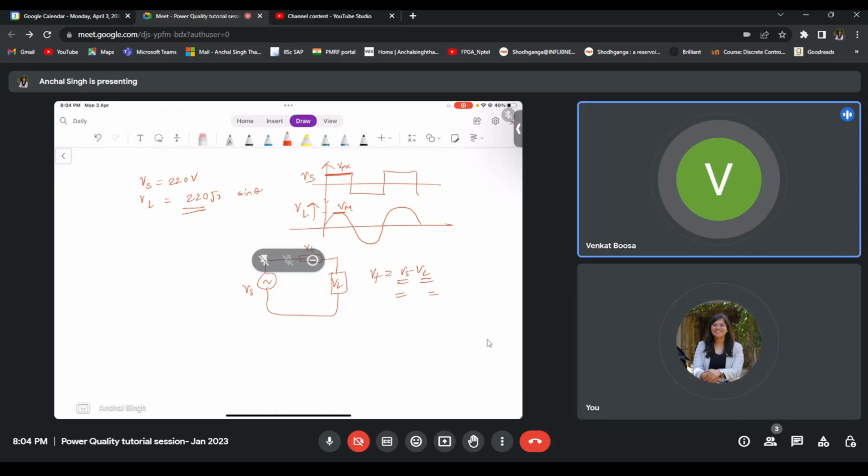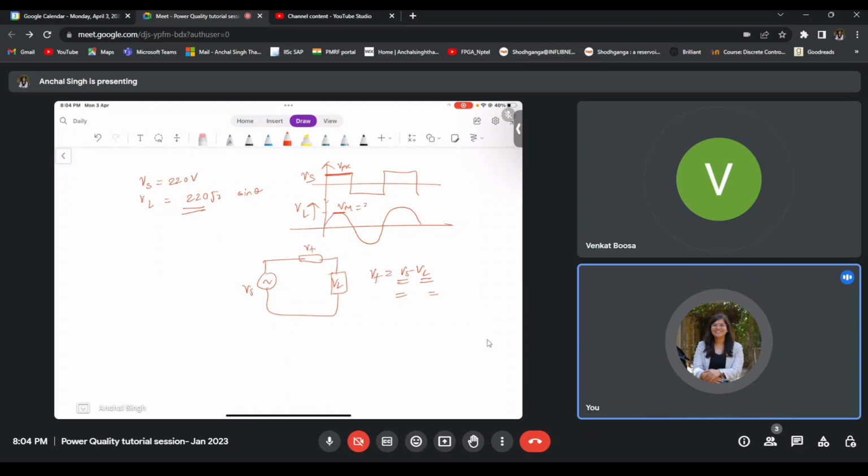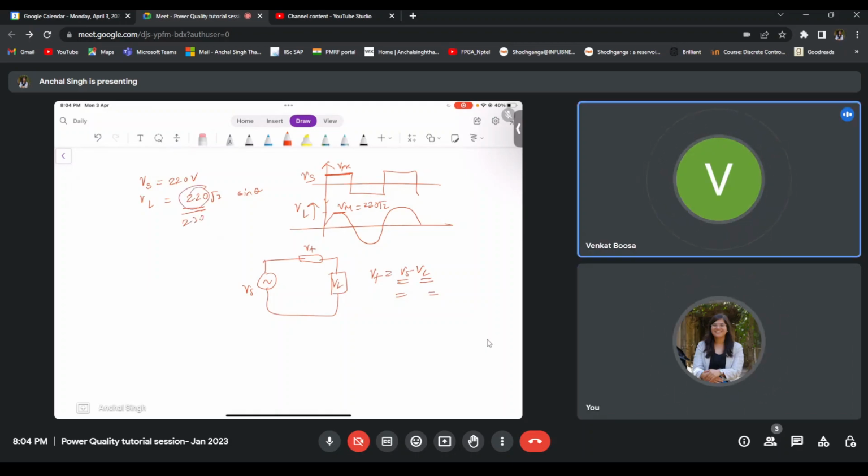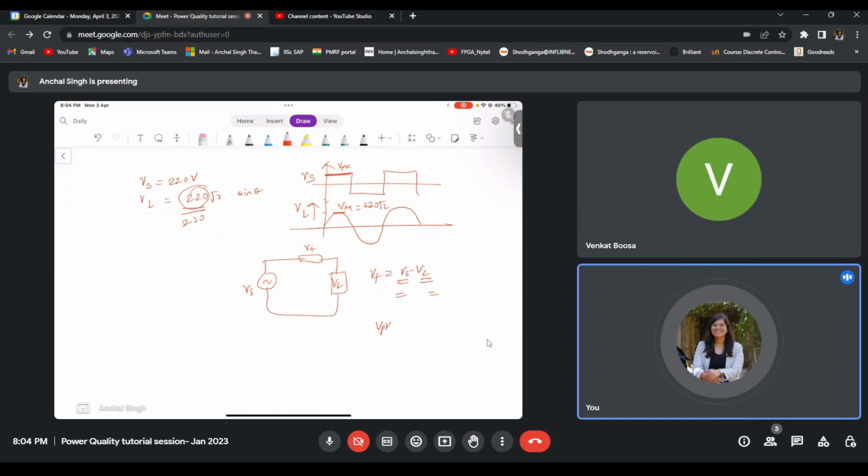If VL is equal to 230, then you write 230, that's all. If the peak voltage is, suppose, this VL magnitude is 230 into root 2, then I will just replace this 220 by 230. Suppose V peak is the amplitude of this square wave. Then Vf will be the square root of 1 by pi times the integration of (V peak minus Vm sin theta) squared d theta.